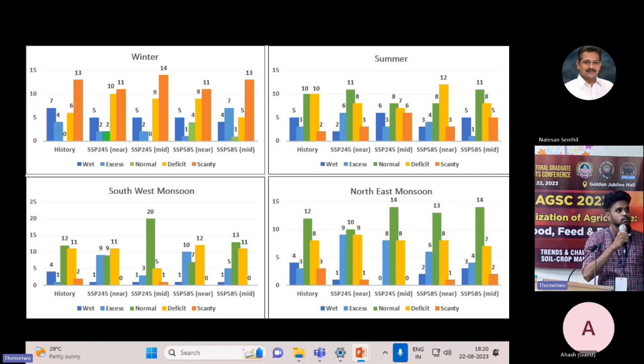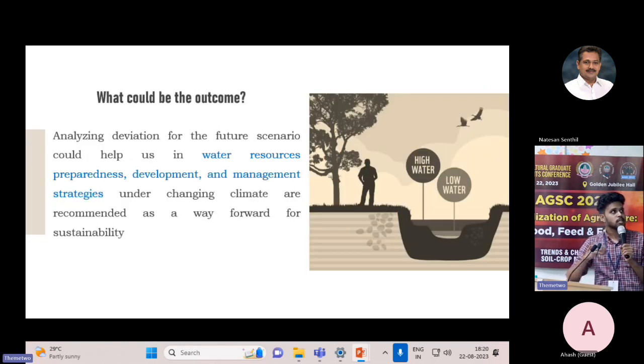But in the southwest monsoon and northeast monsoon, the normal year keeps decreasing and the deficit year keeps increasing, which means the deficit year keeps increasing in both the southwest monsoon and northeast monsoon. Next, what could be the outcome?